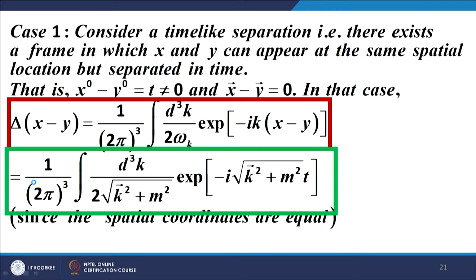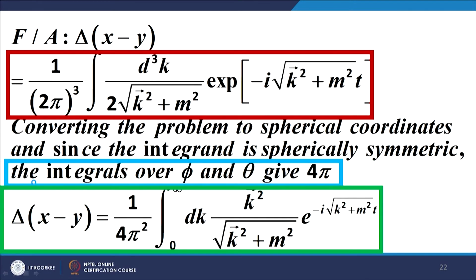So, we assume that they are separated in time. We write x0 minus y0 equal to t, and because they are occurring at the same point in space, the space coordinates coincide. Using the fact that the space coordinates coincide and that t represents the time difference between the two, we can write the expression for the propagator in the form that is given in the green box, where the square root of k squared plus m squared is nothing but k0, the time component of the wave vector. So, we now have to integrate this expression, that is our problem now.